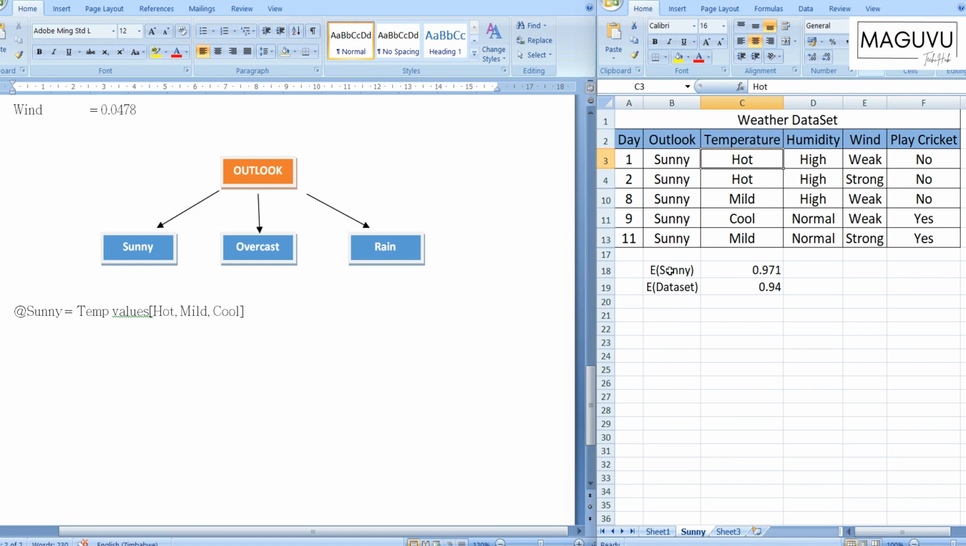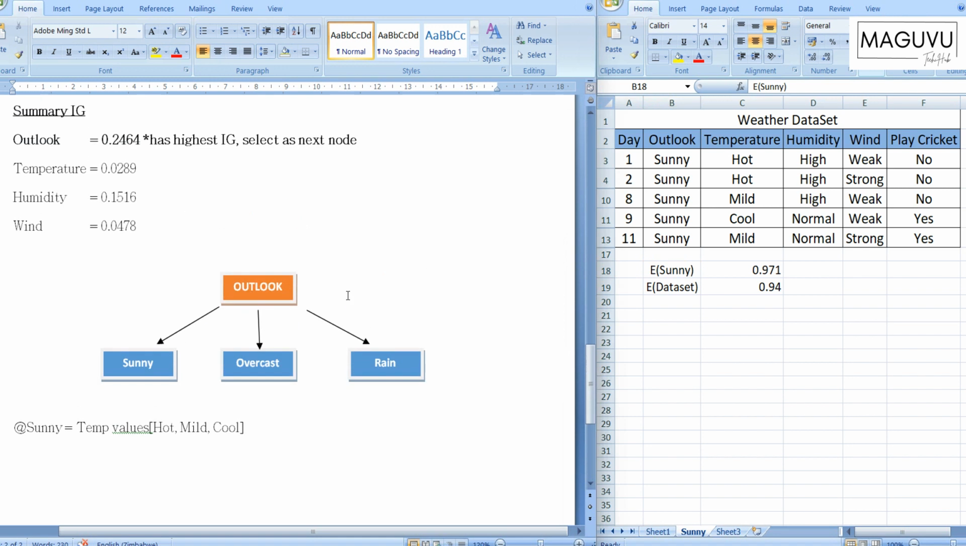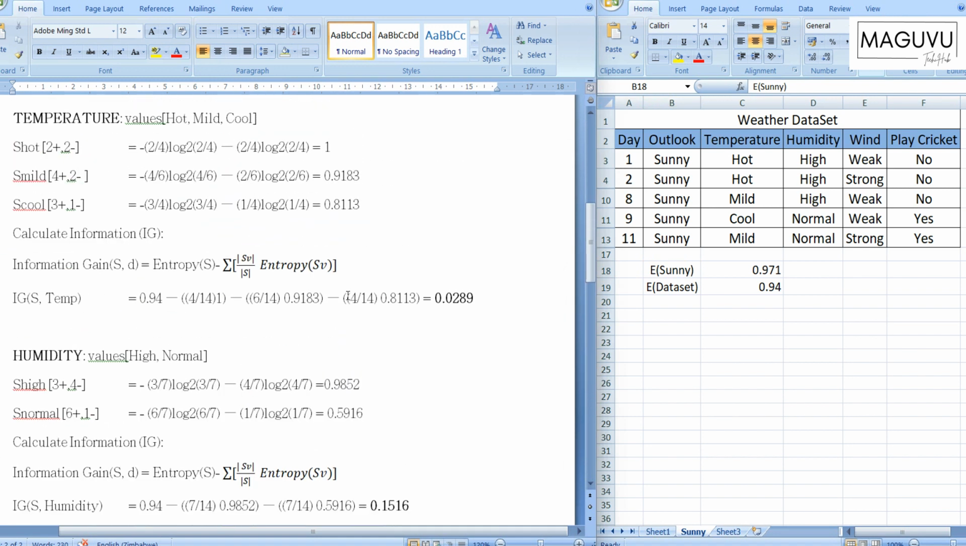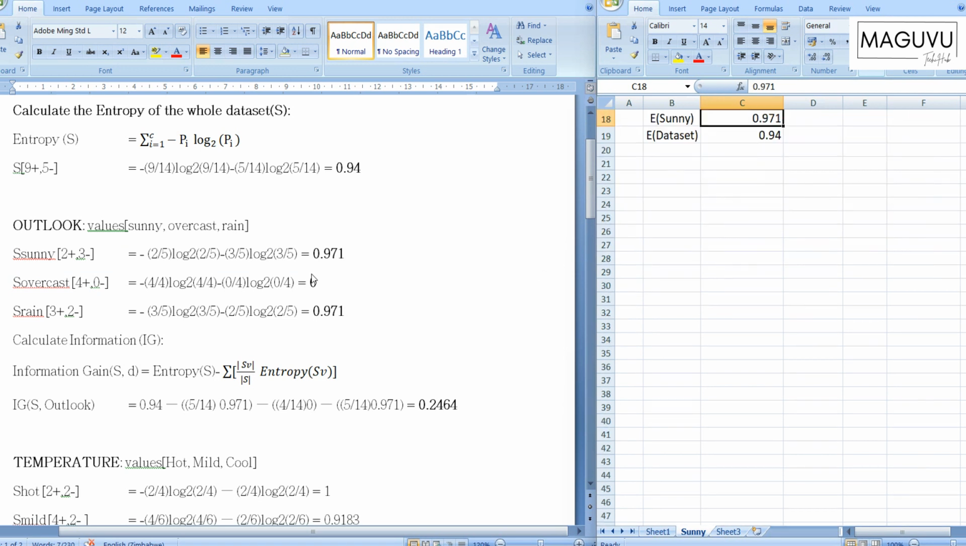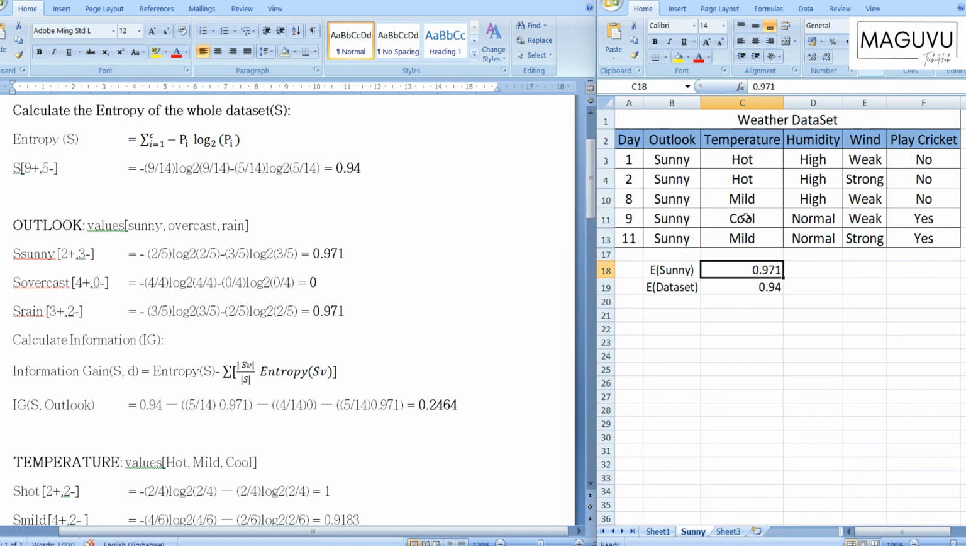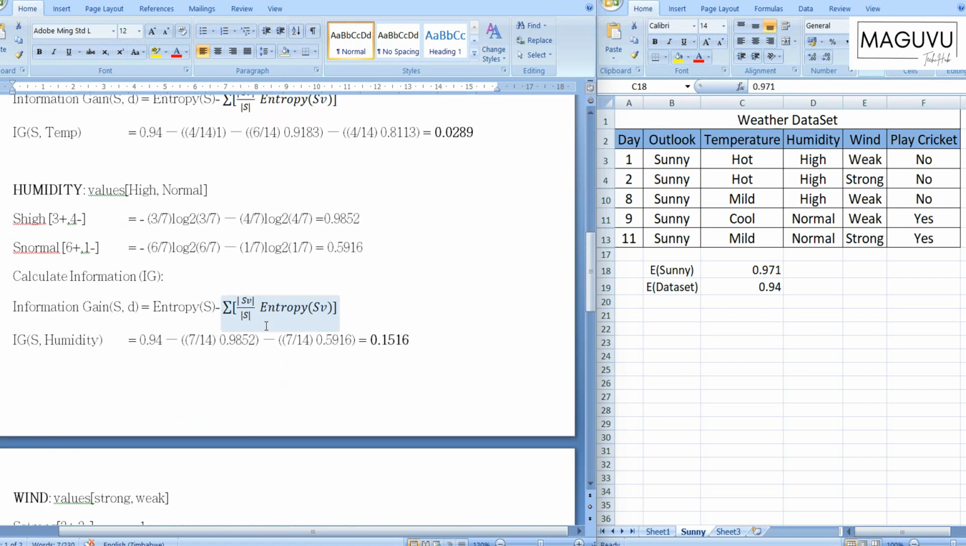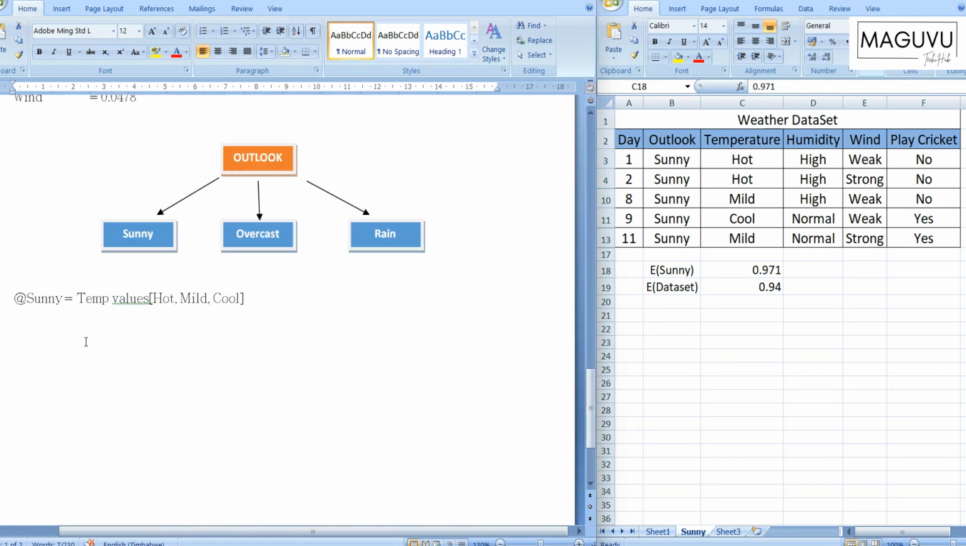And in our previous calculations there, we had the entropy of sun. Where we calculated outlook sun here, the entropy of sun was 0.97, and the entropy of the whole database was 0.94. So we are now going to consider the entropy of sun. Okay, so let's go ahead and start the calculations.